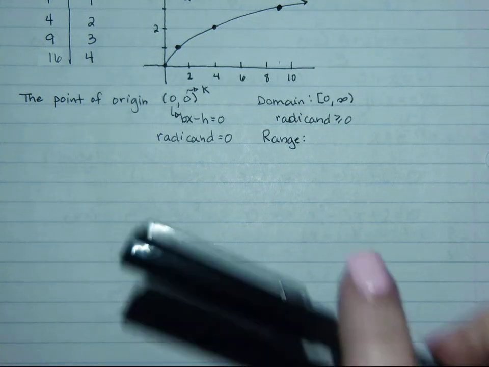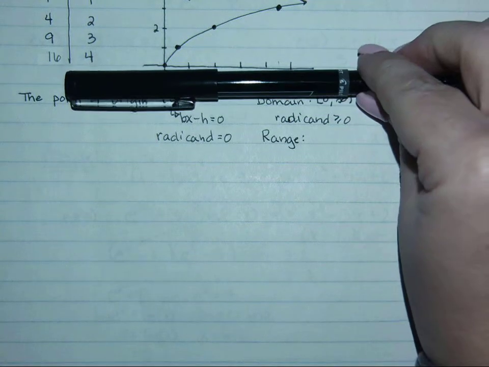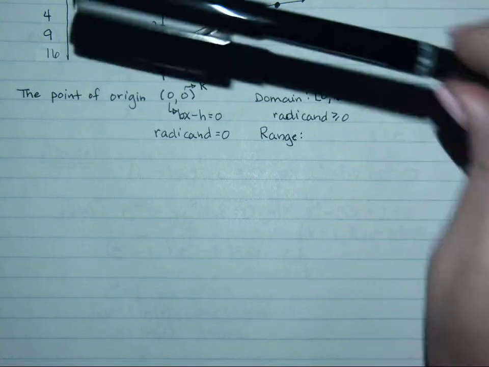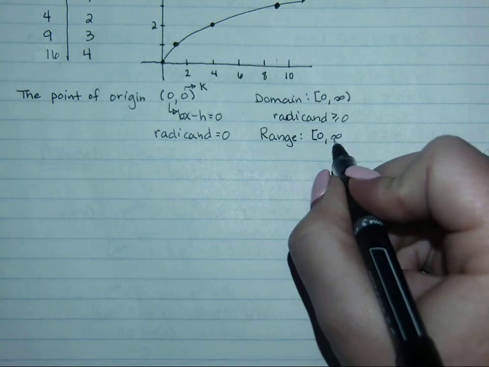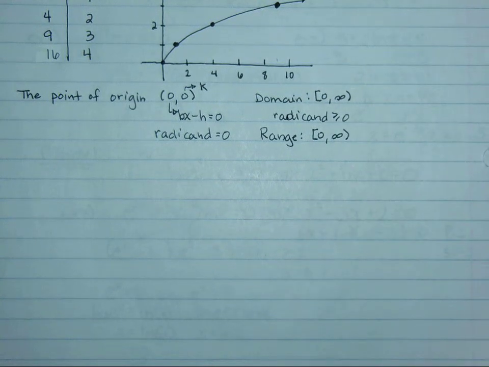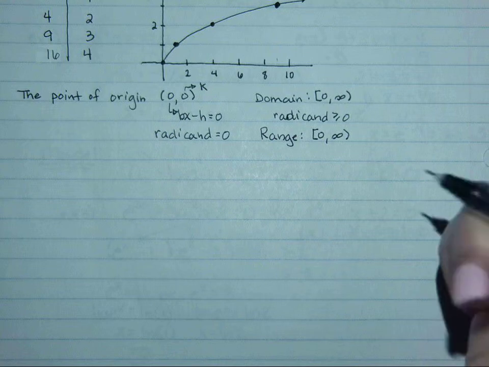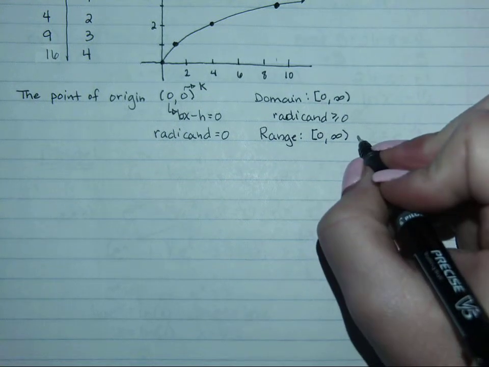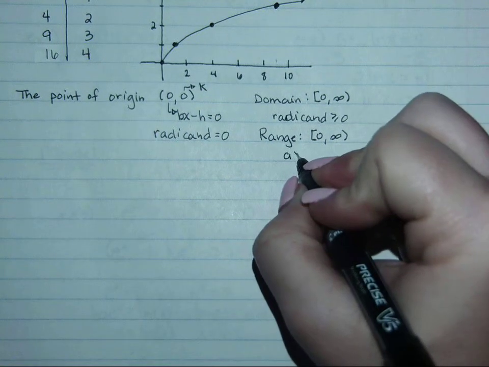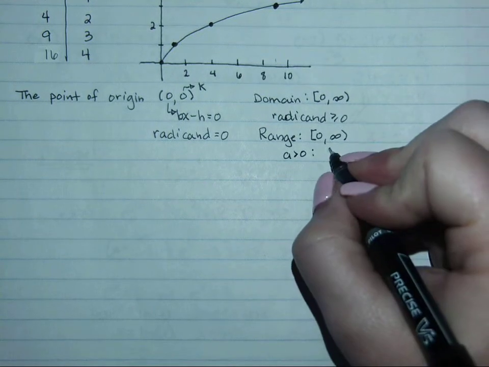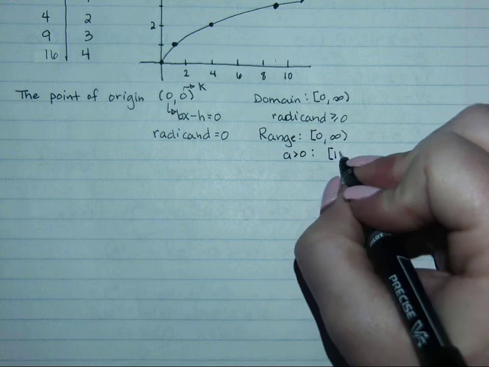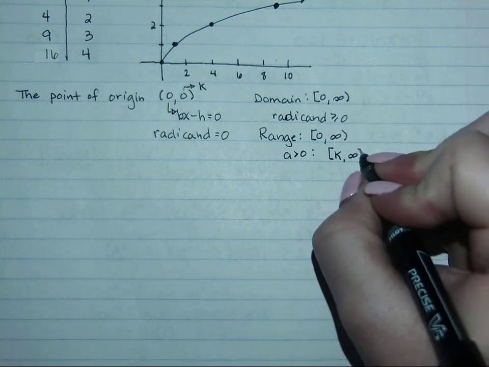Now your range. Your range is all of the y values that are used when you start graphing. So in this case, the lowest y value here is 0, and then it's moving in a positive direction. So right now, our range is going from 0 to infinity. And this is going to change as we deal with the a's and the k's. So as a generic form, if your a is positive, then your range is going to end up starting from k and going to infinity.